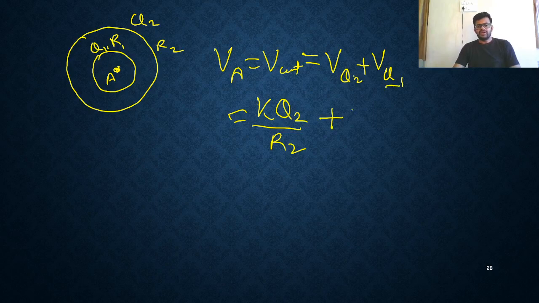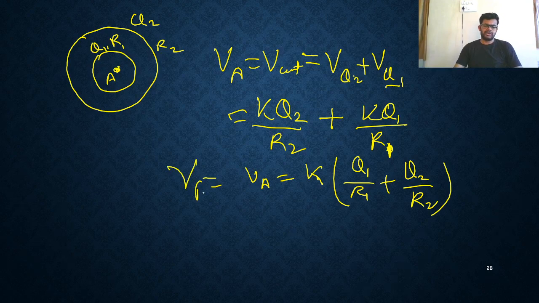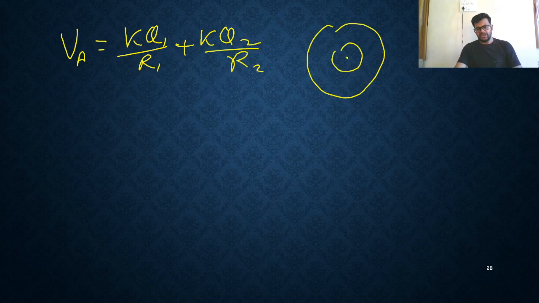Now plus due to Q1. The charge is brought from infinity to R1, so I will directly say KQ1 divided by R1. So the answer is VA equals K, which you can take common, 1 upon 4 pi epsilon, times Q1 upon R1 plus Q2 upon R2. This is the answer for the first question, the potential at point A. It is KQ1 upon R1 plus KQ2 upon R2 because it is at the center of both shells. Simply speaking, Q2 is brought from infinity to R2 and Q1 is brought from infinity to R1.